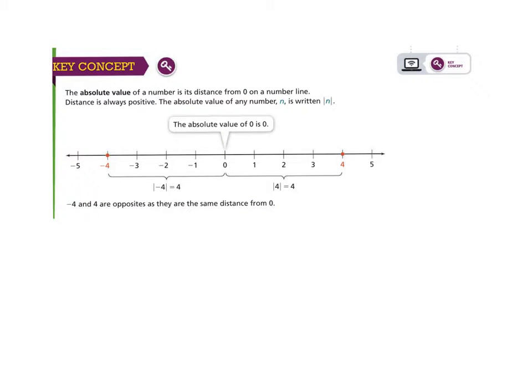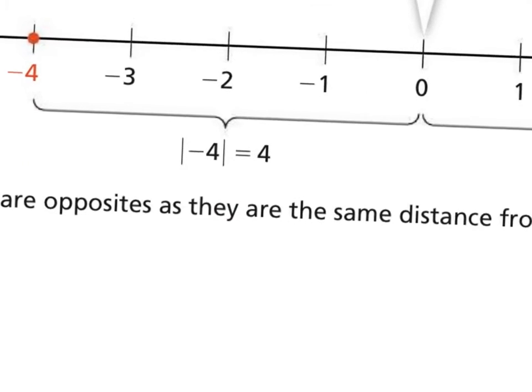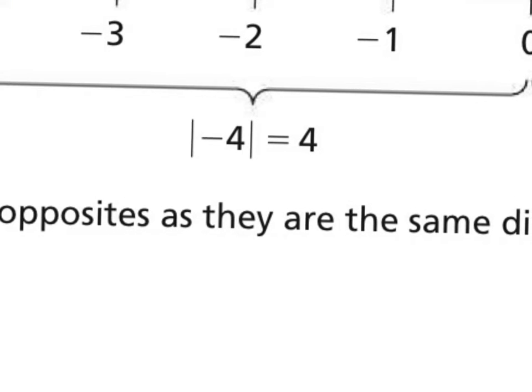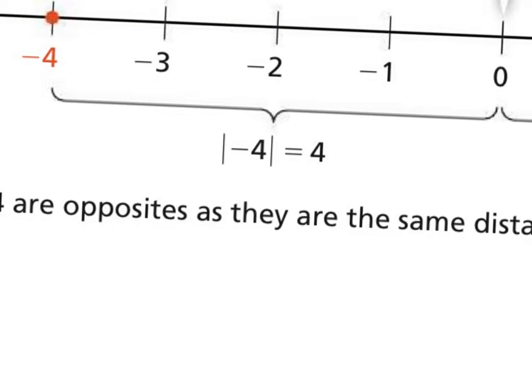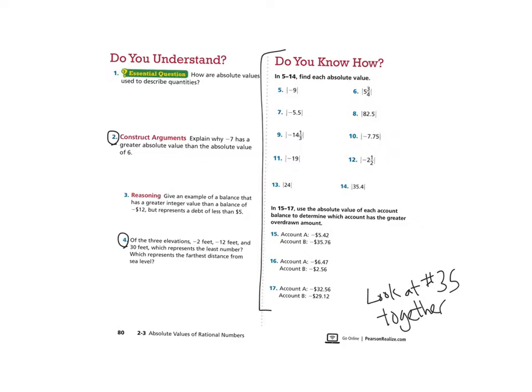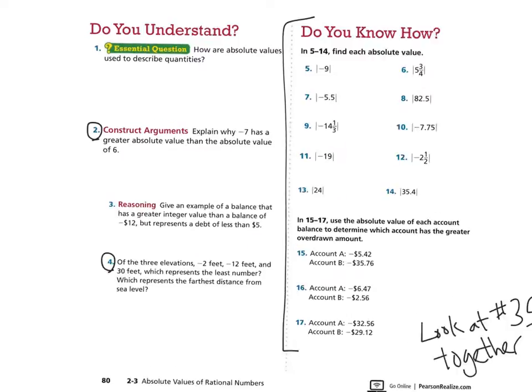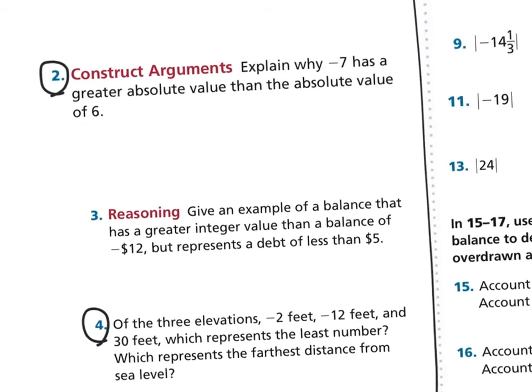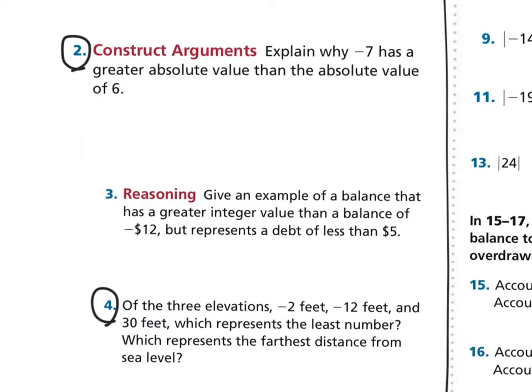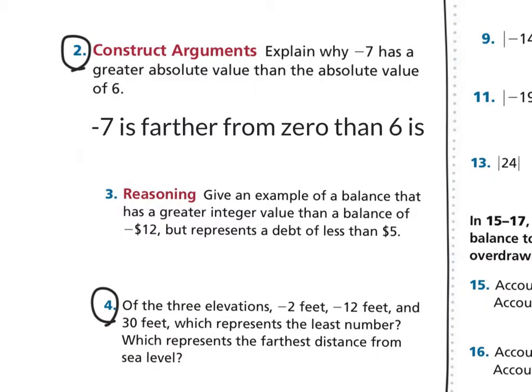So key concept, again, absolute value: it's how far something is from zero. And we'll know we're doing absolute value when we have bars around a number. So if we look at the do you understand number 2, explain why negative 7 has a greater absolute value than the absolute value of 6. So negative 7 is farther from 0 than 6 is. It's 7 units away. 6 is only 6 units away.